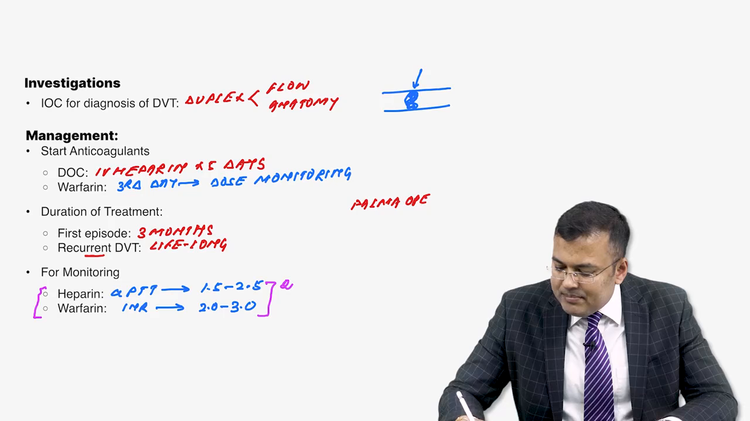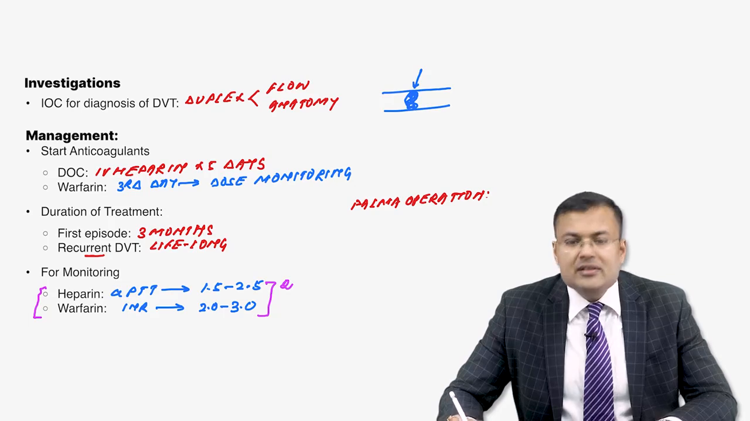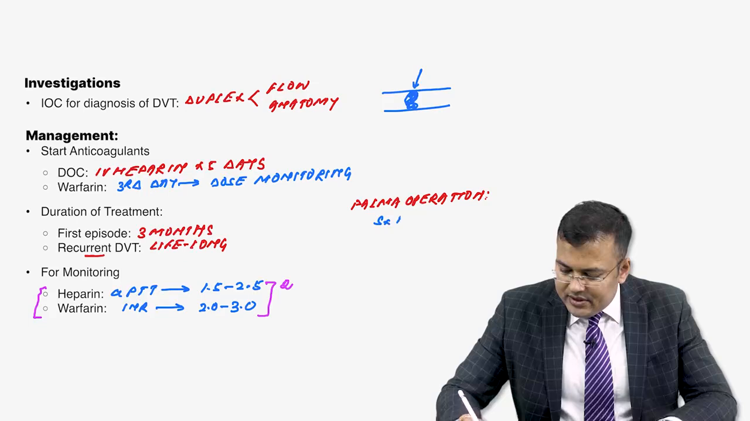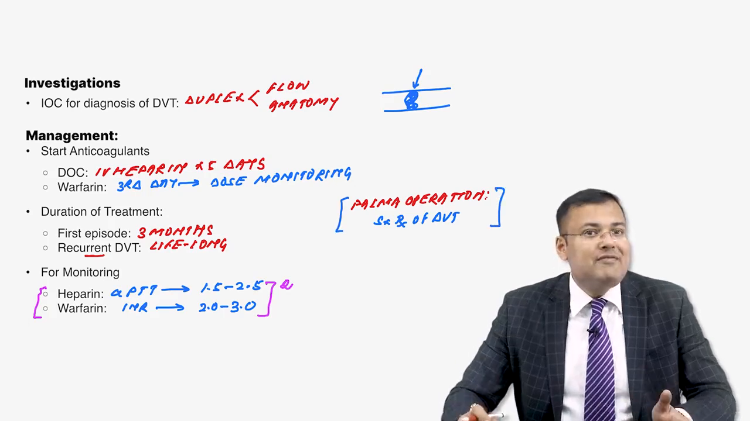Name of operation: it is the PAMA operation, and this is the surgical treatment of DVT. So the PAMA operation is the surgical treatment of DVT. This is DVT management.